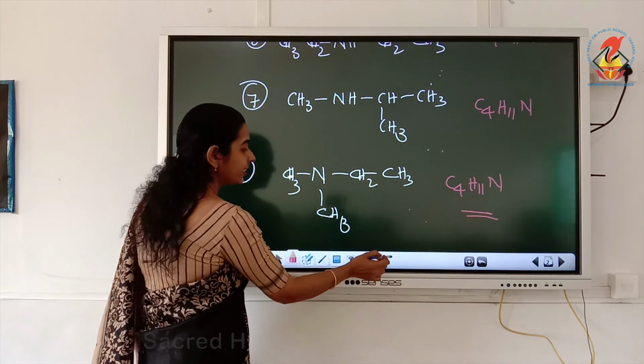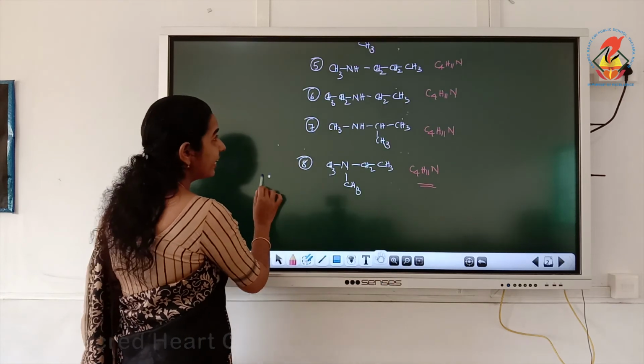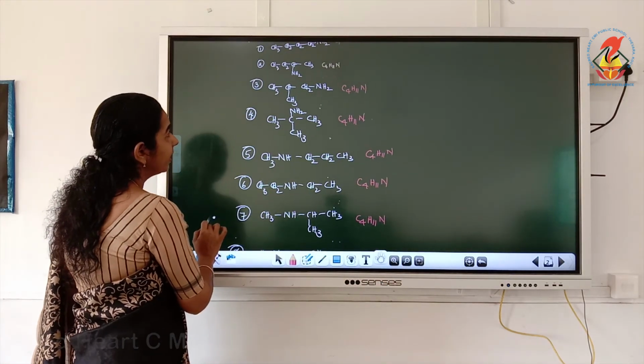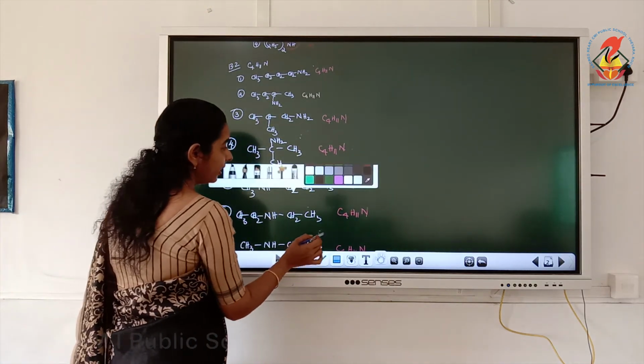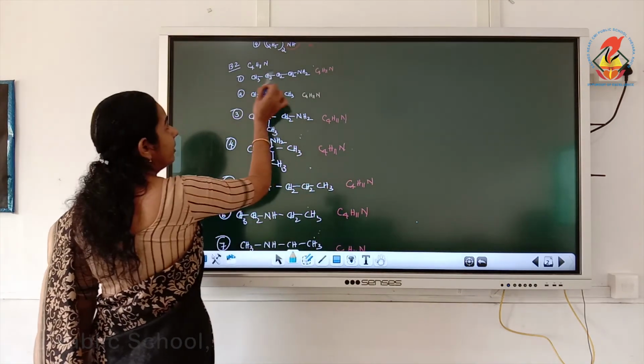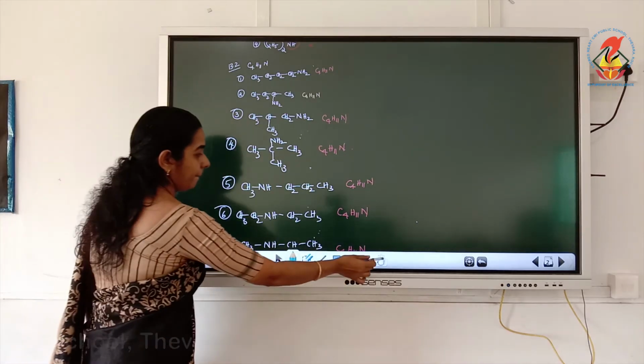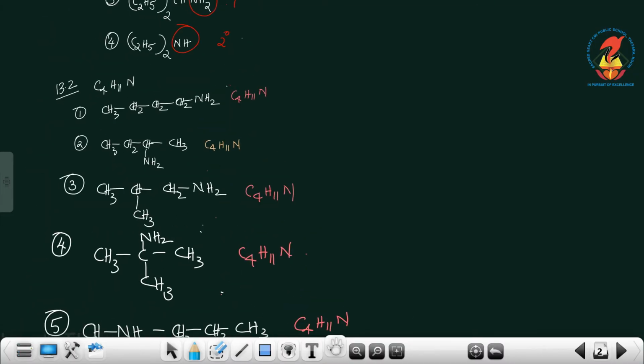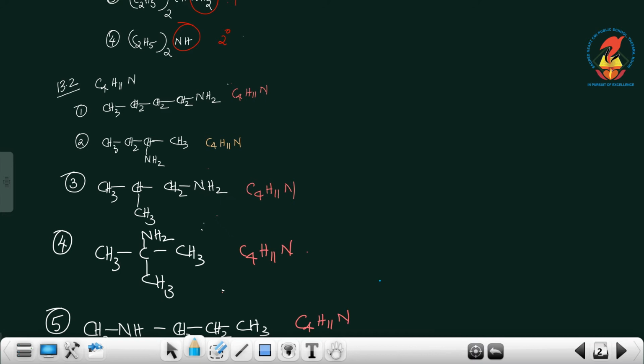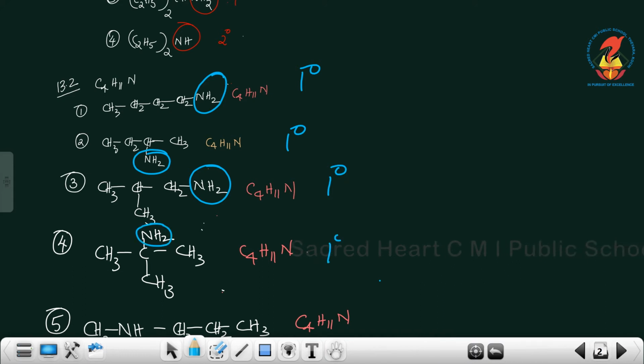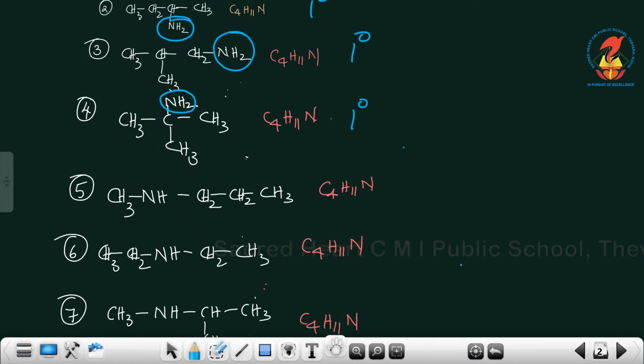In total, how many isomers are possible here? 8 isomers are possible. Among these, how many are primary amines? The first one has NH2, so it is a primary amine. The second one is also NH2, so that is also a primary amine. The third one is also NH2, a primary amine. The fourth one also has NH2, again a primary amine.